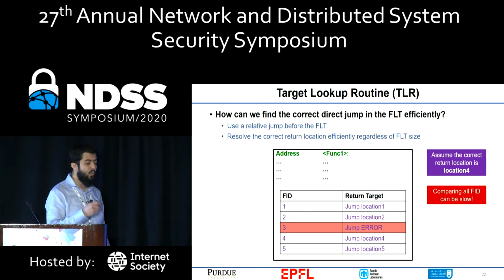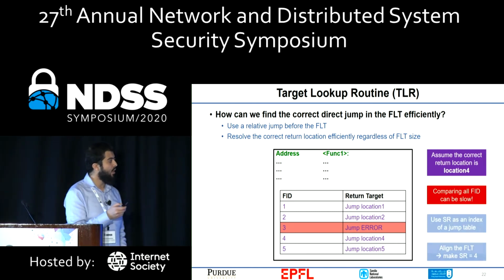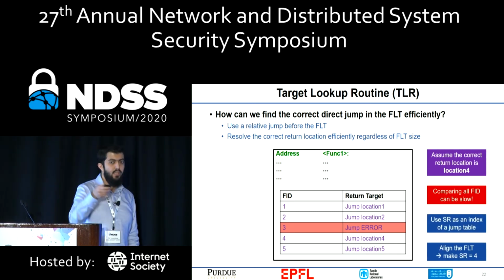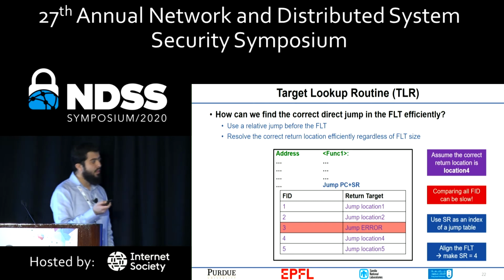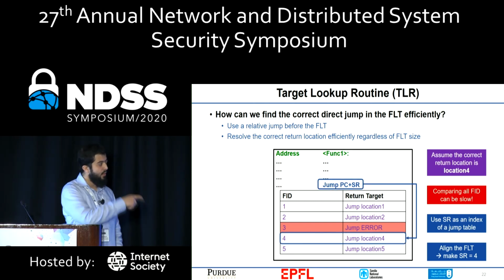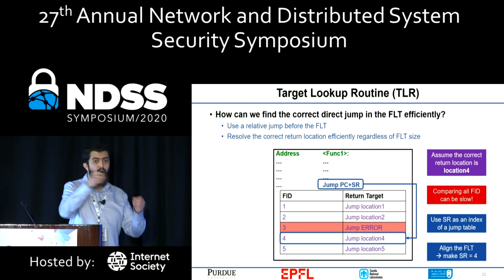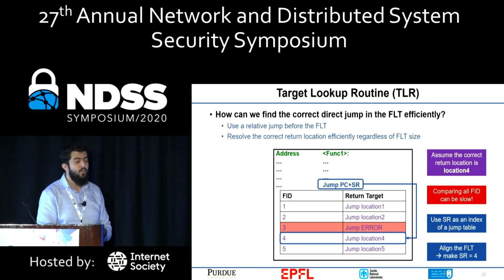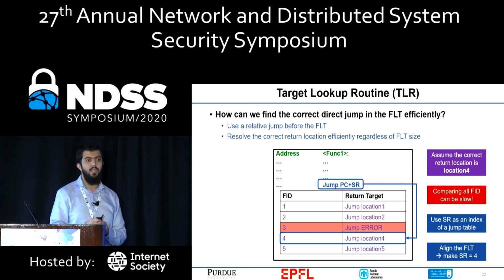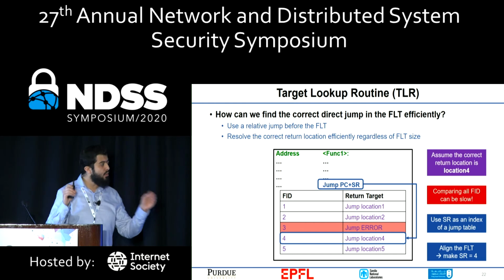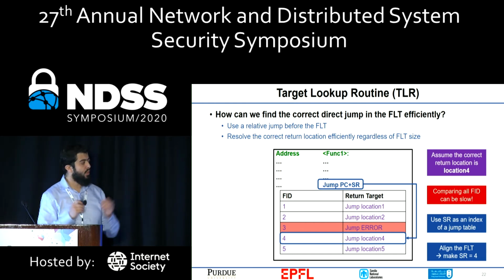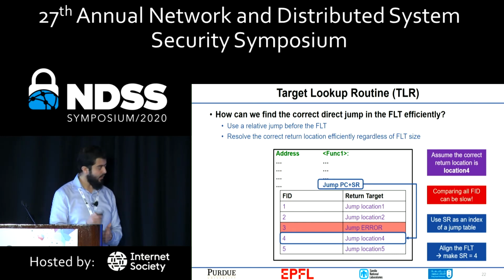So what we do is that we insert a relative jump before each function lookup table or jump table. And we use the state register as an index into this jump table. And so using this relative jump, it's going to go to the correct direct jump. And so no matter what the size of the FLT, we're going to have the same 2 instructions or pseudo instructions. This translates well into assembly. I'm not going to go into the details. You can find these in the paper.